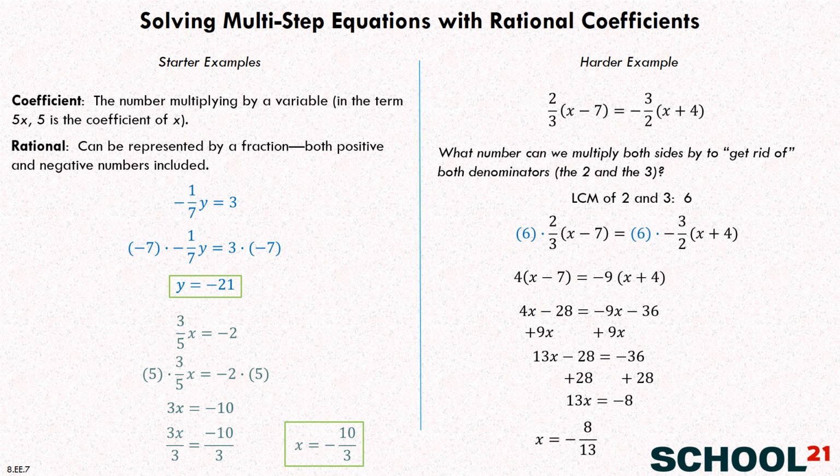And the important thing that we want to remember here is that we are practicing some different skills. One is to figure out how to get rid of fractions so that we can solve the rest of the equation in an easier fashion. And so sometimes that means just multiplying by one fraction or a reciprocal, and sometimes that means multiplying by the least common multiple when you have fractions with different denominators.